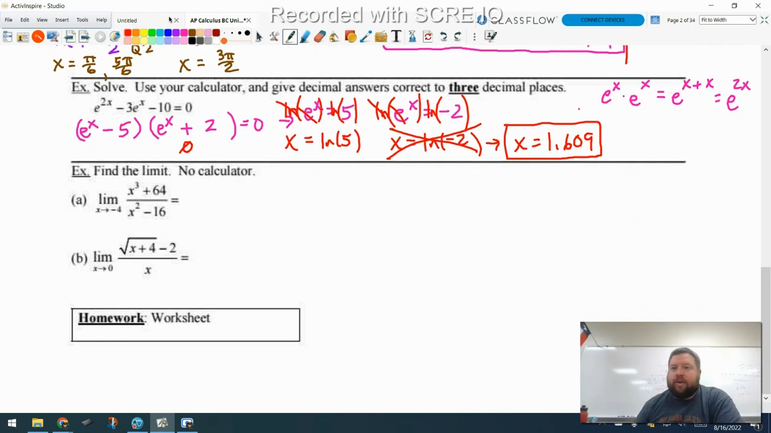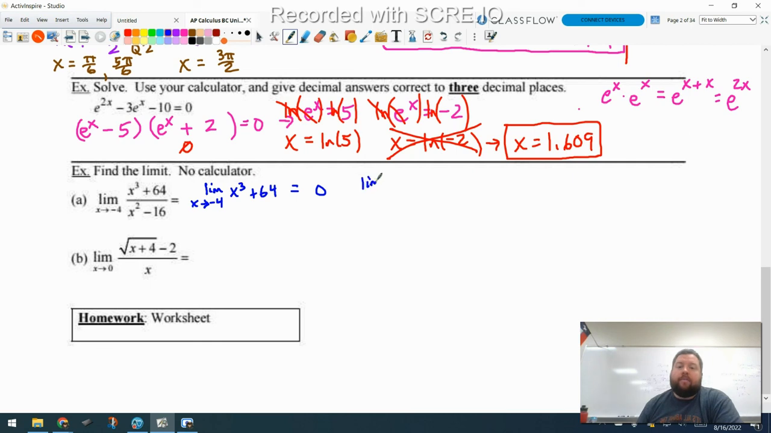All right, finish this up with a couple limit problems here. Remember, your first line of defense on a limit problem is to plug the number in. So if I plug in -4, I'm going to write it out like this. The limit as x approaches -4 of x cubed plus 64. Well, -4 cubed is -64 plus 64 is 0.